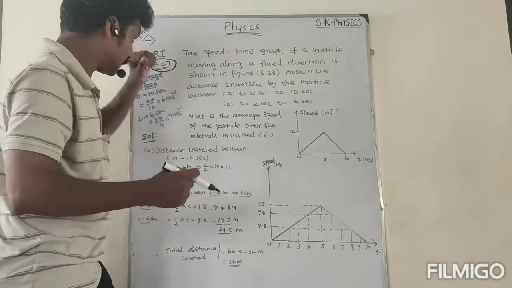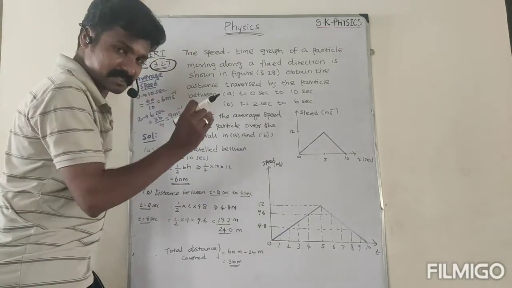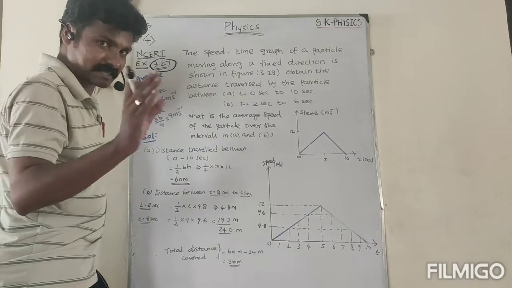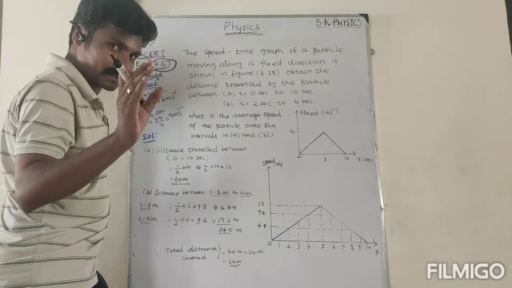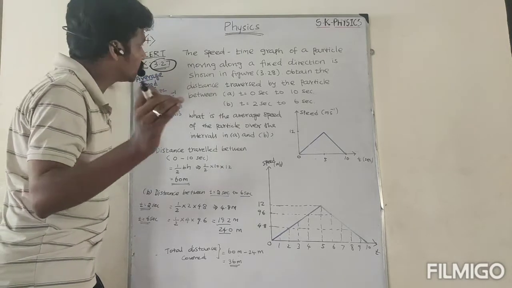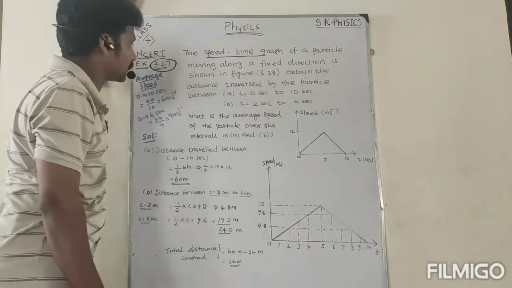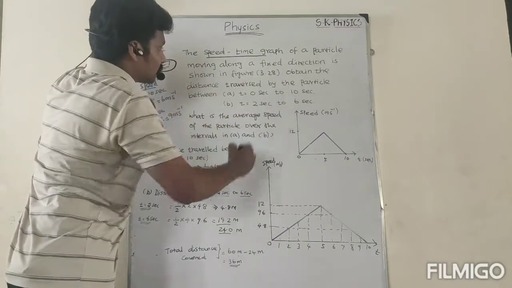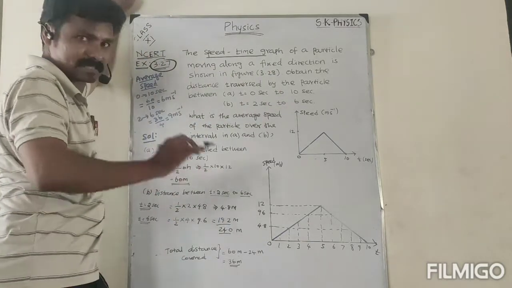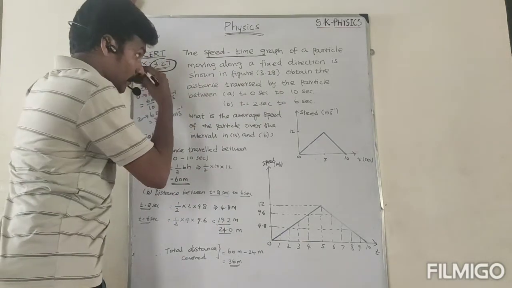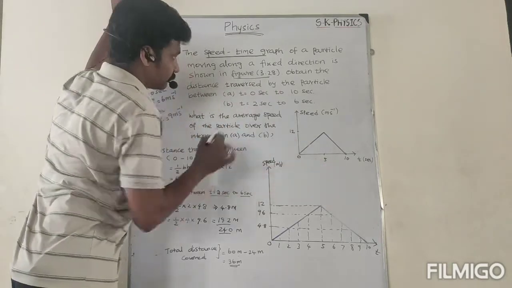See that. First of all, I read the question carefully. You should observe the class carefully, and each and every line you should observe. See the speed-time graph of the particle moving along a fixed direction, that means one dimensional motion, that is the meaning. So it is given in the diagram.